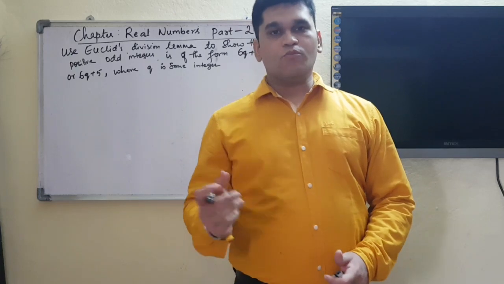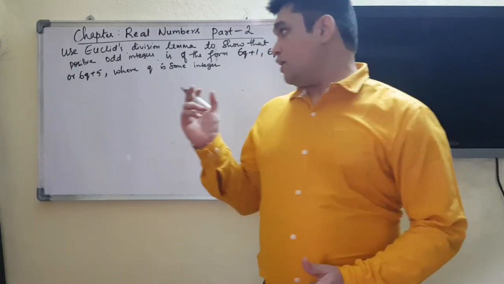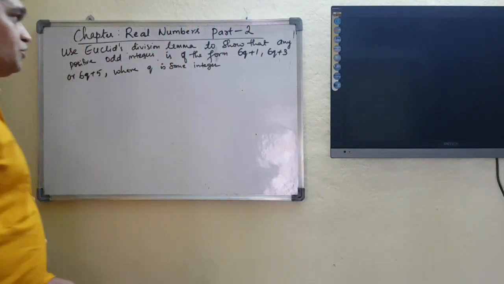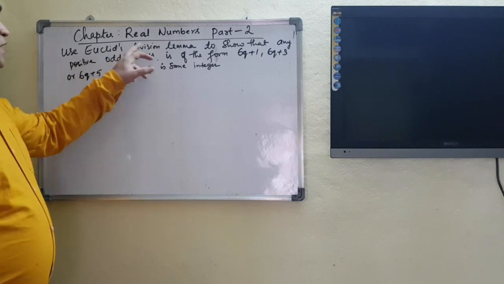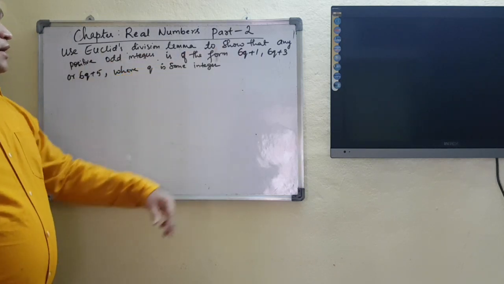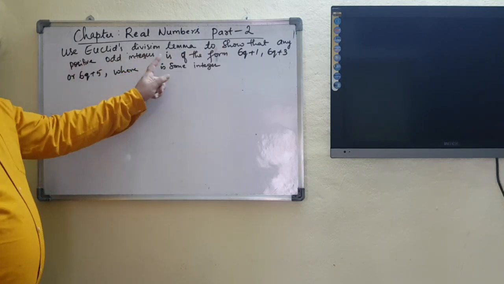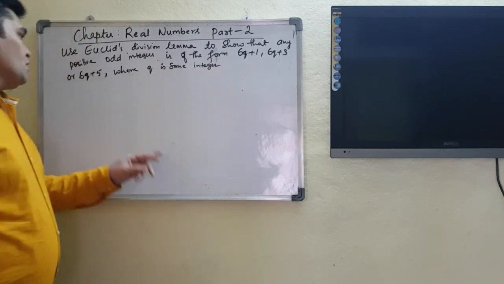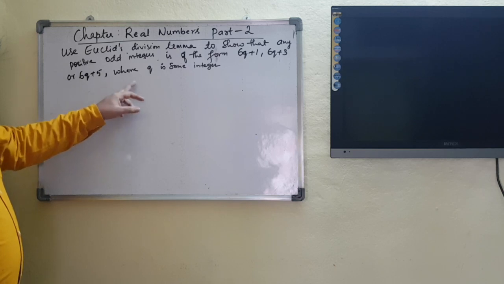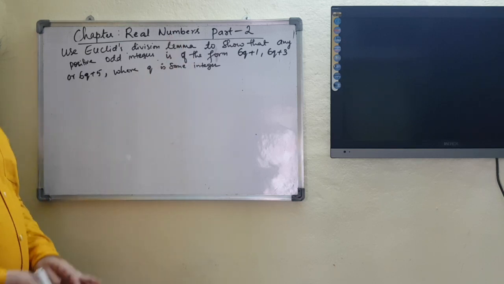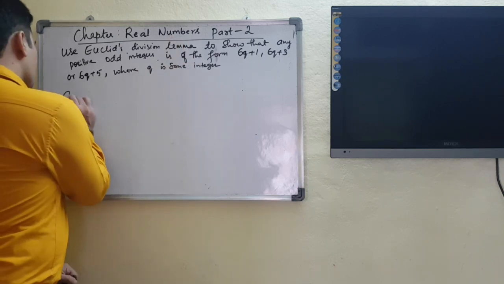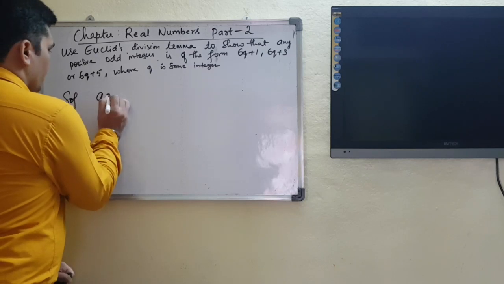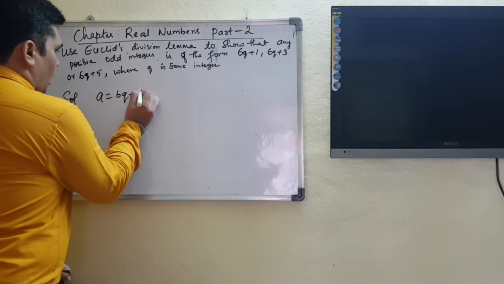Now let us do some more problems on the Euclid division lemma. In the question, use Euclid division lemma to show that any positive odd integer is of the form 6q plus 1, 6q plus 3, 6q plus 5, where q is some integer. You need to understand, according to Euclid division, what's the formula? A equals BQ plus R.